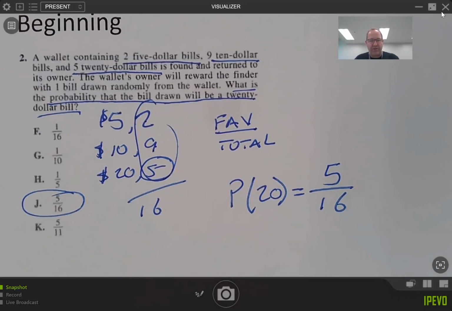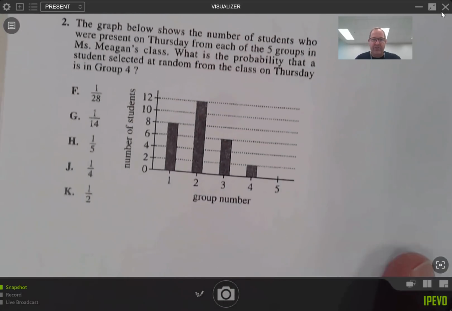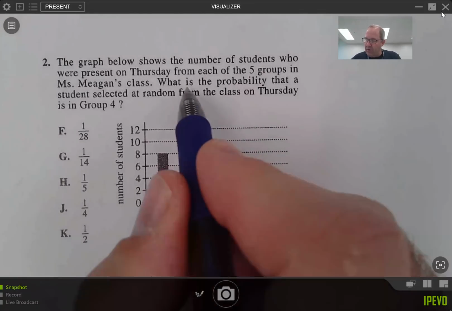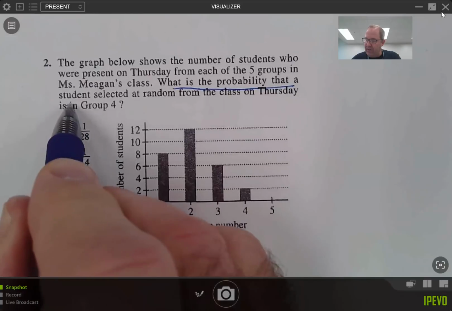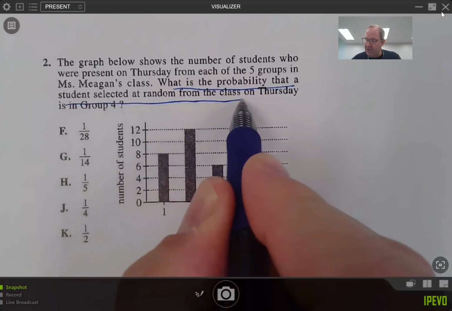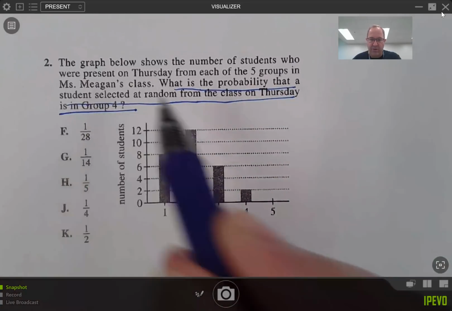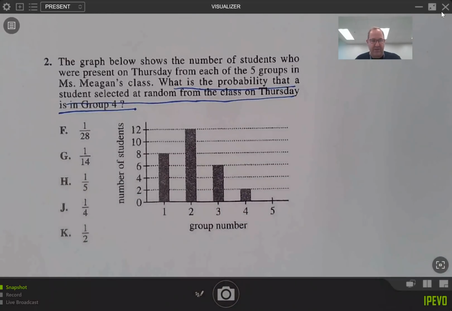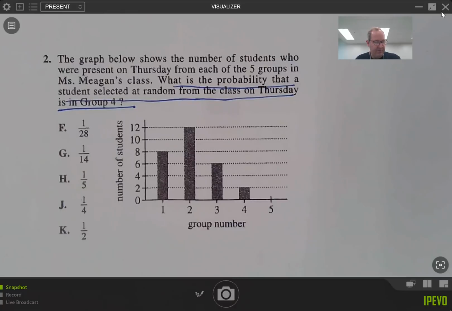Okay, not too bad of a start. Let's go ahead and I want you to do the next question. It's another one, but it's a different format. It's just like what we did. They want to know what is the probability that a student selected at random from the class on Thursday is in group number 4. So here's a table. Got to kind of go about it. I'm going to give you 30 seconds.